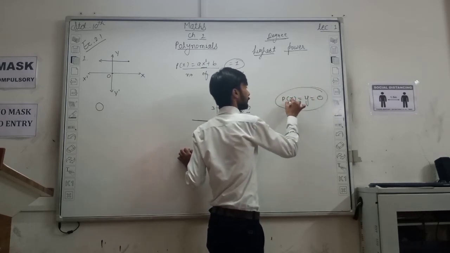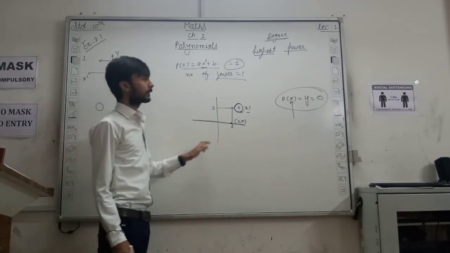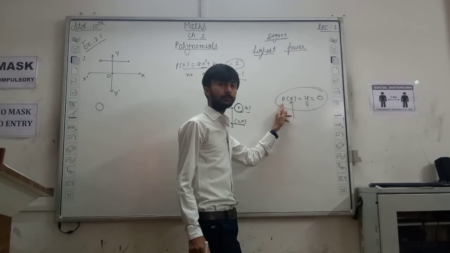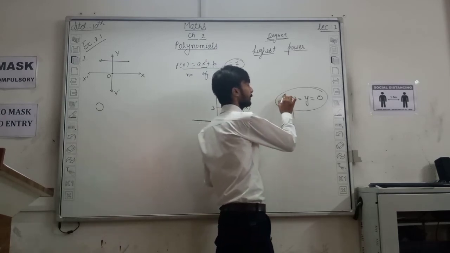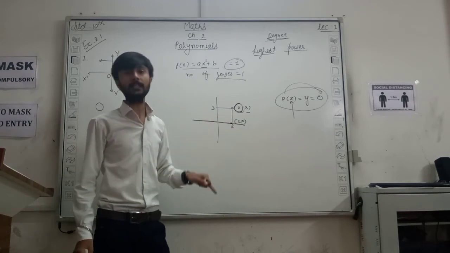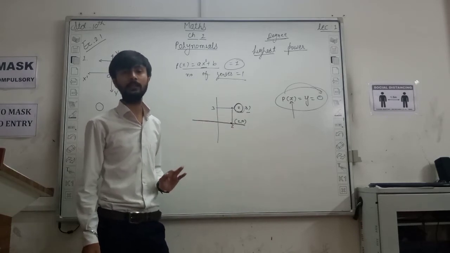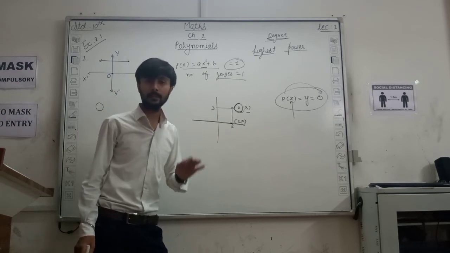That means for any value of x, if we put that value of x in polynomial and if we get the p of x, that means y equals to 0, then that value of x is the 0 of that particular polynomial and that is the 0.